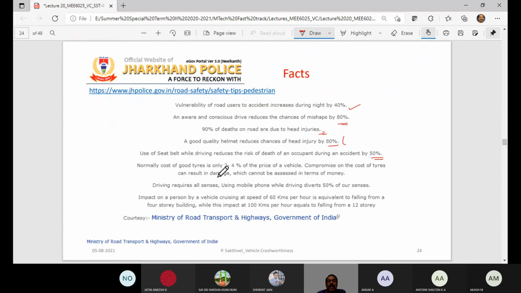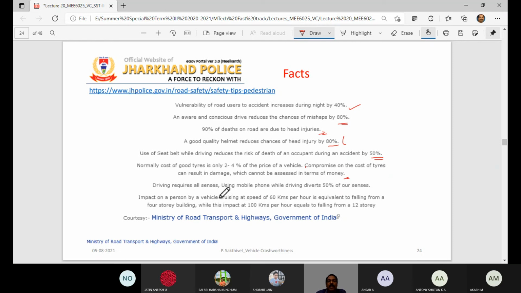Normally, cost of good tires is only 2 to 4% of the price of the vehicle. Compromise on the cost of tires can result in damage which cannot be assessed in terms of money. So the tire worn out problem is important. The periodic replacement of tires on the vehicle is very, very important. And if you do so, we can reduce it. So these are some of the facts that we could read from our Ministry of Road Transport and Highways.